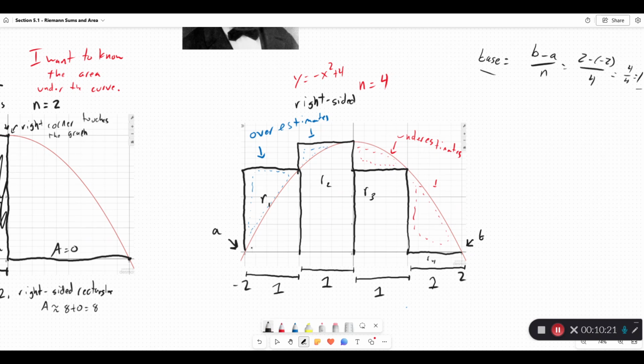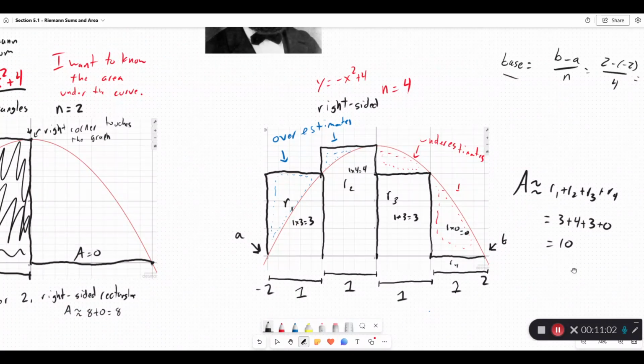So what's this area? This height is going to be f of -1. So taking a look at this, it is a height of 3. So this is 1 times 3 is 3. 1 times 4 is 4. 1 times 3 is 3. And 1 times 0 is 0. So adding them all together, all of the areas of our individual rectangles, this is 3 plus 4 plus 3 plus 0, or it's approximately 10. So we went from 8 to 10.